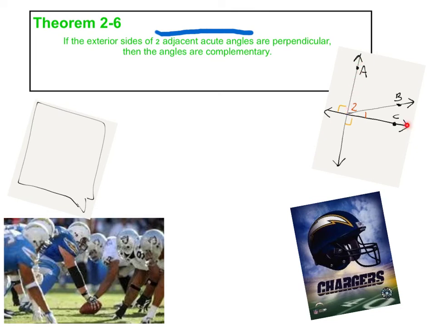If this line and this line are perpendicular, then we know by the definition of perpendicular lines that every single one of these four angles is 90 degrees. Now, if this whole angle right here is 90 degrees, then that means that little angle 1 and 2 add up to 90 degrees. And if they add to 90 degrees, then they are complementary.